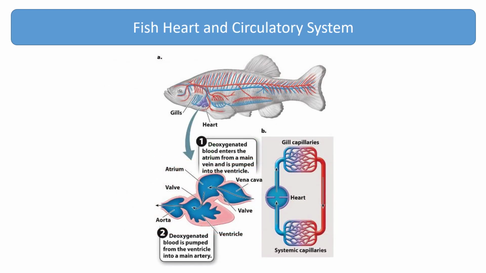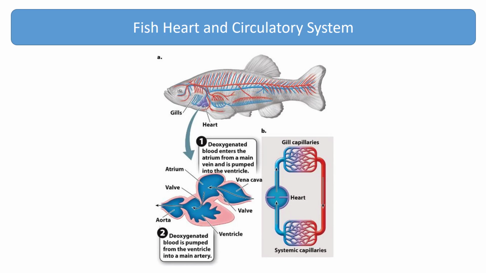A theme in the evolution of vertebrate circulatory systems is the progressive separation of circulation to the gas exchange organ from circulation to the rest of the body. We can begin to see this divergence here with fish. In fish, deoxygenated blood is first pumped to the gills to gain oxygen. Then, the freshly oxygenated blood flows to the rest of the body and returns to the heart.